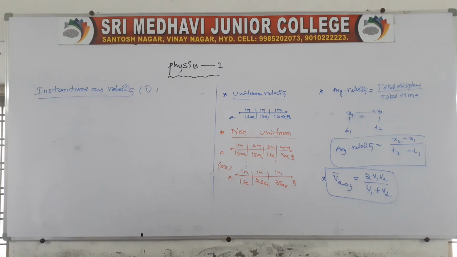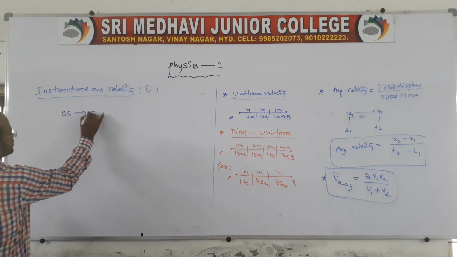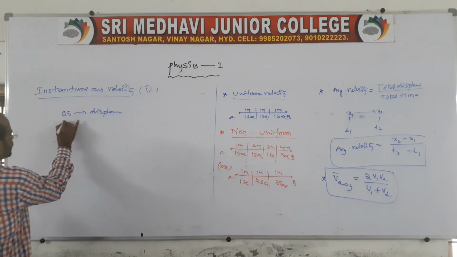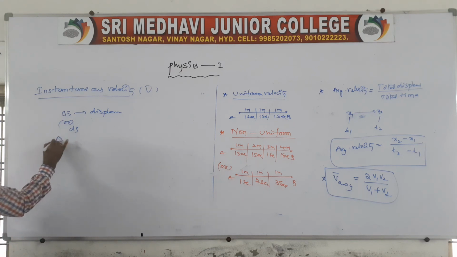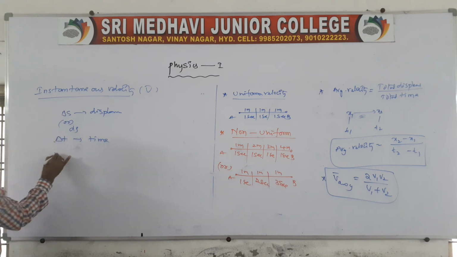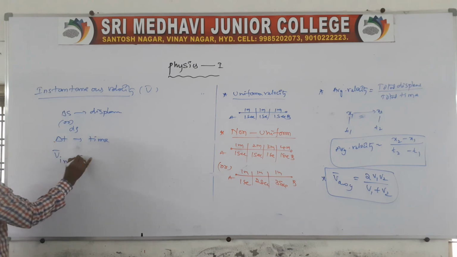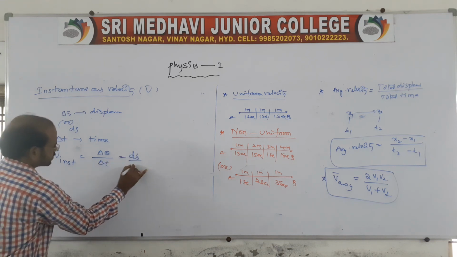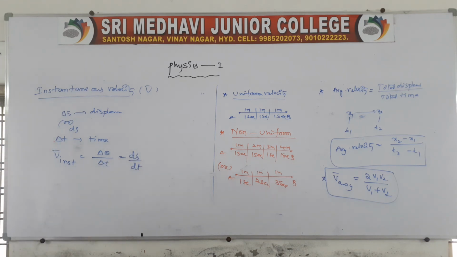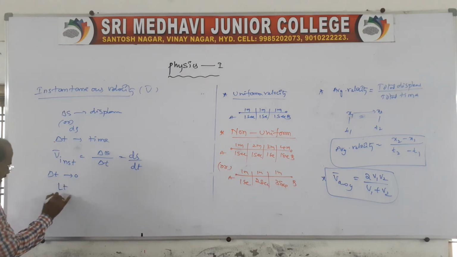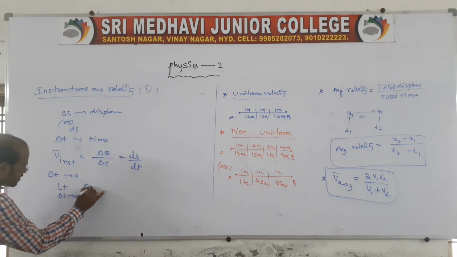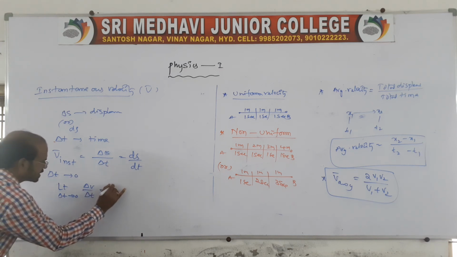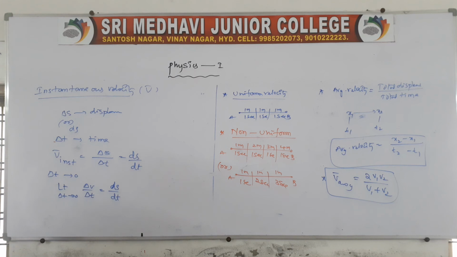Here delta s is the change in displacement, or you can say ds, no problem, and delta t is the time interval. So the instantaneous velocity v is equal to delta s by delta t, or ds by dt also, no problem. If delta t tends to 0, a very small interval of time, then the limit as delta t tends to 0 of delta s by delta t is equal to ds by dt. We can also take it like this.